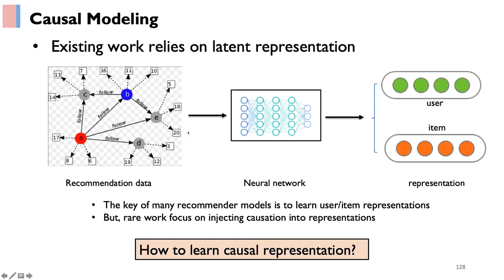Beyond the feedback loop, another problem about causal modeling is that regardless of what causal graph or what causal techniques are introduced into causal recommendation, most of the existing methods still rely on deep neural networks to learn latent representations of users and items. However, such neural networks are all black boxes, which makes the latent representations unaware of the causal relations. So here comes another open problem, that is how to learn causal representation for recommendation.